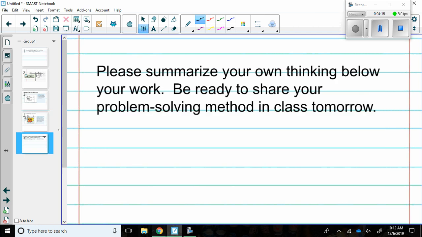After you've written that word, I want you to summarize your own thinking and how you solved this problem below. Think about the strategy you used. Think about if you think you got it right or wrong. Maybe you got tripped up somewhere and you don't know the next step. Either way, write your thinking and be ready to share in class tomorrow. See you then.